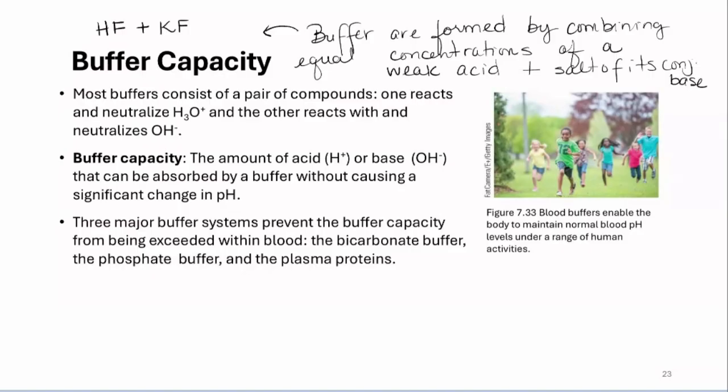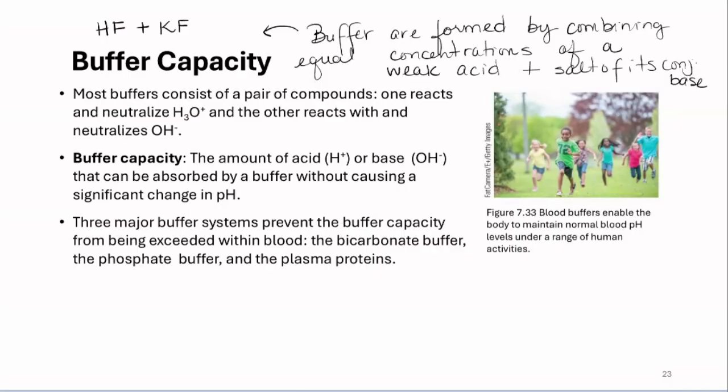Now, when we have a buffer system, these pair of compounds that are present in equal concentrations in a solution, one is going to react with the incoming acid, while the other one is going to neutralize the incoming OH. Buffer systems are not always neutral. We can have buffer systems that regulate acidic pHs. We can have buffer systems that regulate neutral pHs. And we can have buffer systems that basically neutralize, or maintain is the better word, basic pHs.